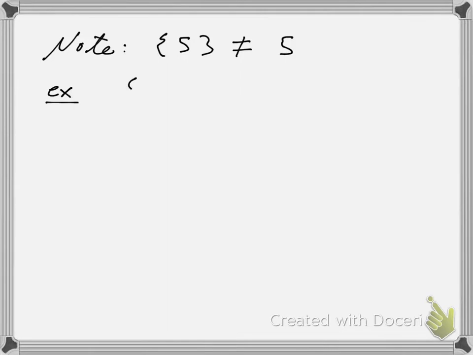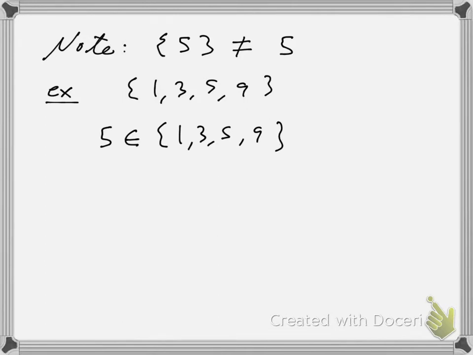If I have a set 1, 3, 5, 9, 5 is an element of that set. But the set containing 5 in braces is not an element of the set. The reason why it's not an element is because when I stick these little braces on here, I'm talking about a set now, not an element. So what is this 5 with the braces?